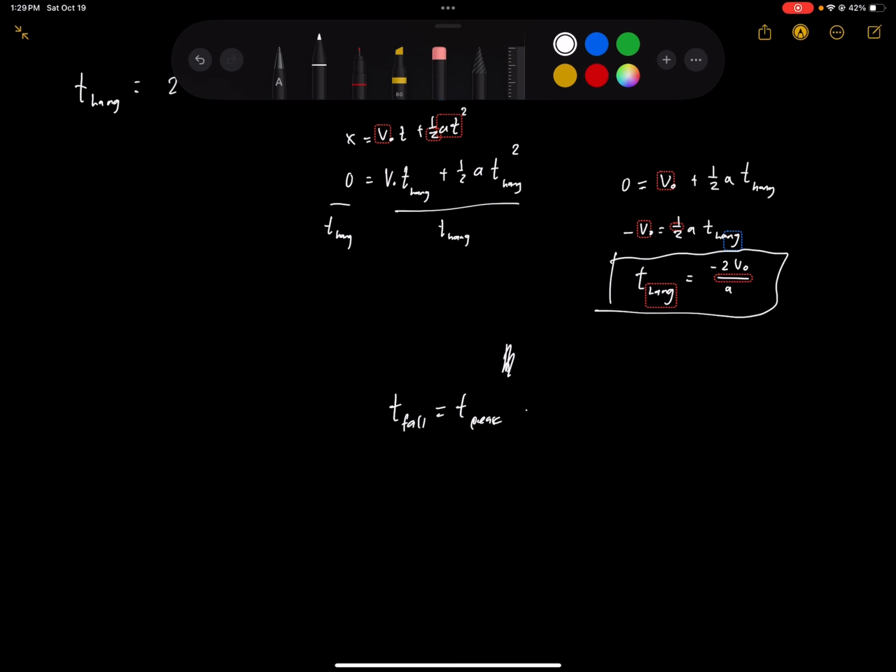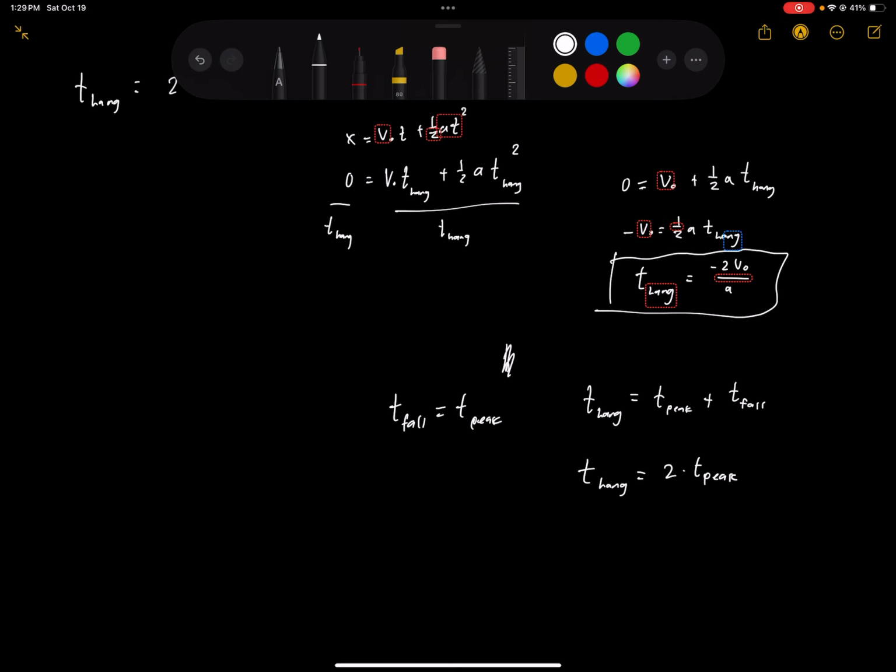And we know that the hang time is how long it takes you to jump up to your max height, and how long it takes you to fall back down. These two are equal to each other, so you can just say that T hang is equal to 2 times T peak.